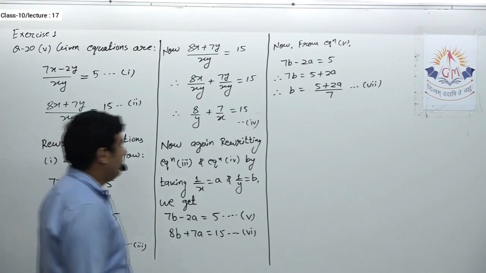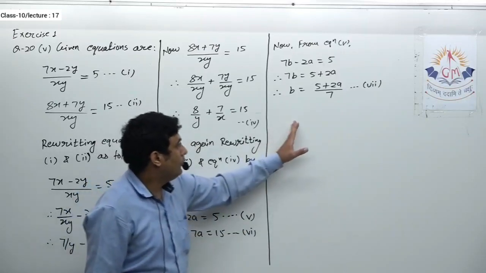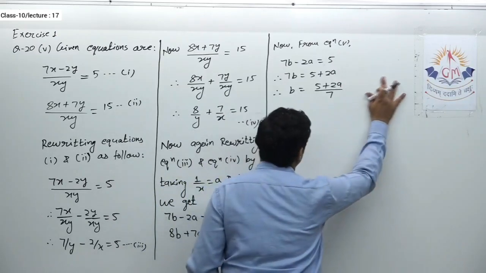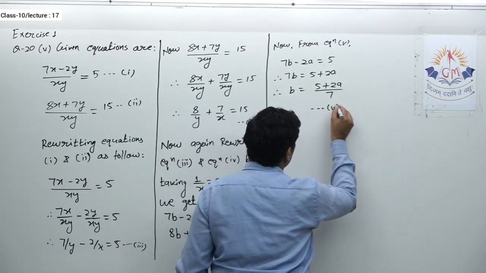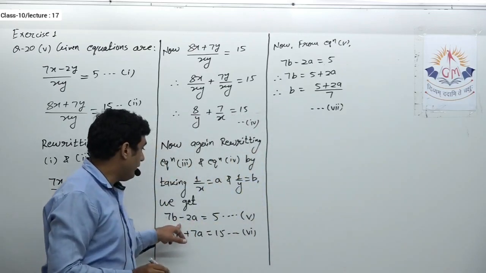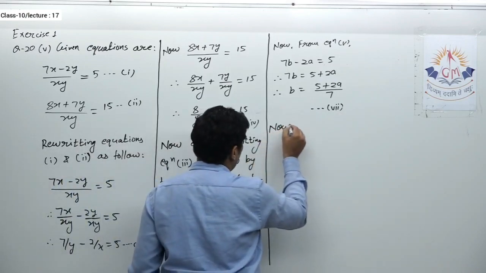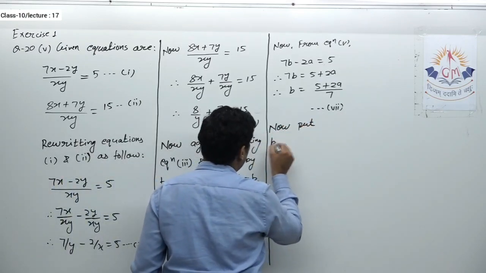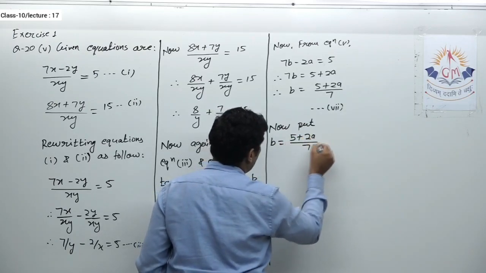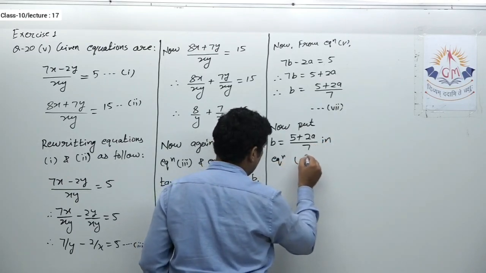Okay, so let us see how to solve it further. Now we'll put b equal to this in equation number 6. I hope you remember the substitution method. Over there, from whichever equation we get the value, we have to put it in another one. As I obtained the value of b from the 5th, I will put it in the 6th. So now put b equal to (5 plus 2a) upon 7 in equation 6.